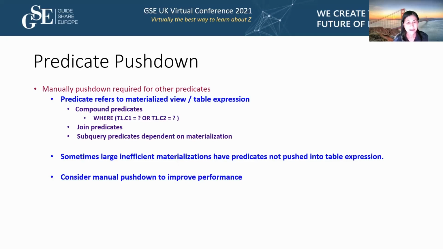In the cases where Db2 does not support predicate pushdown, in some cases manually pushing down the predicate is recommended. So what are the cases that we recommend manually pushing down the predicate? If the predicate refers to a materialized view or a table expression, and the predicate is a compound predicate, the predicate is a join predicate, or the subquery's predicate depends on materialization. In these cases, manually pushing down predicates is recommended.